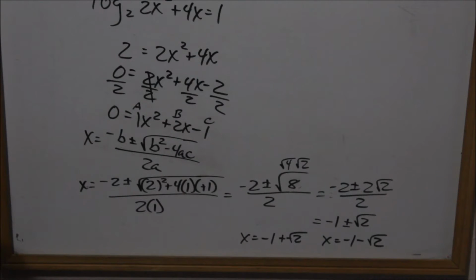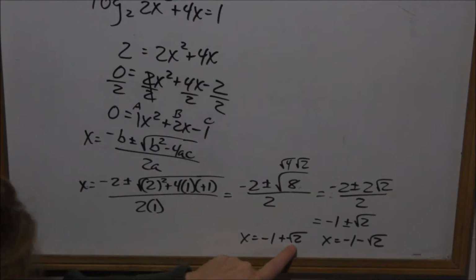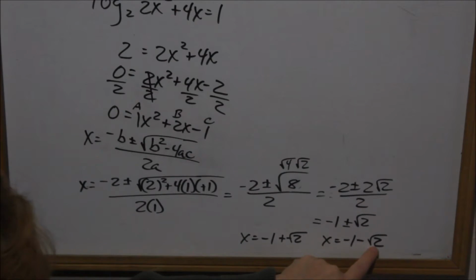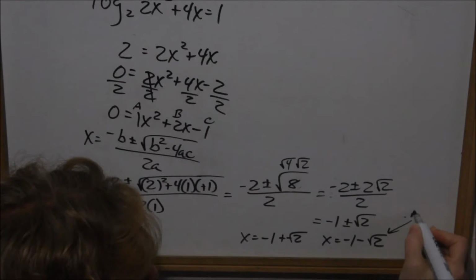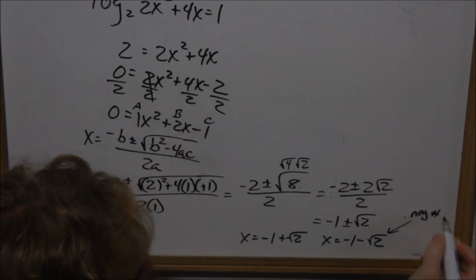Again, it's really important to check your answers. This square root of 2 is going to give you a decimal of 1 point something. So if you get negative 1 plus 1 point something, that will give you a positive number. Okay, here a negative 1 minus 1 point something will give you a negative number. This right here is going to give you a negative number.